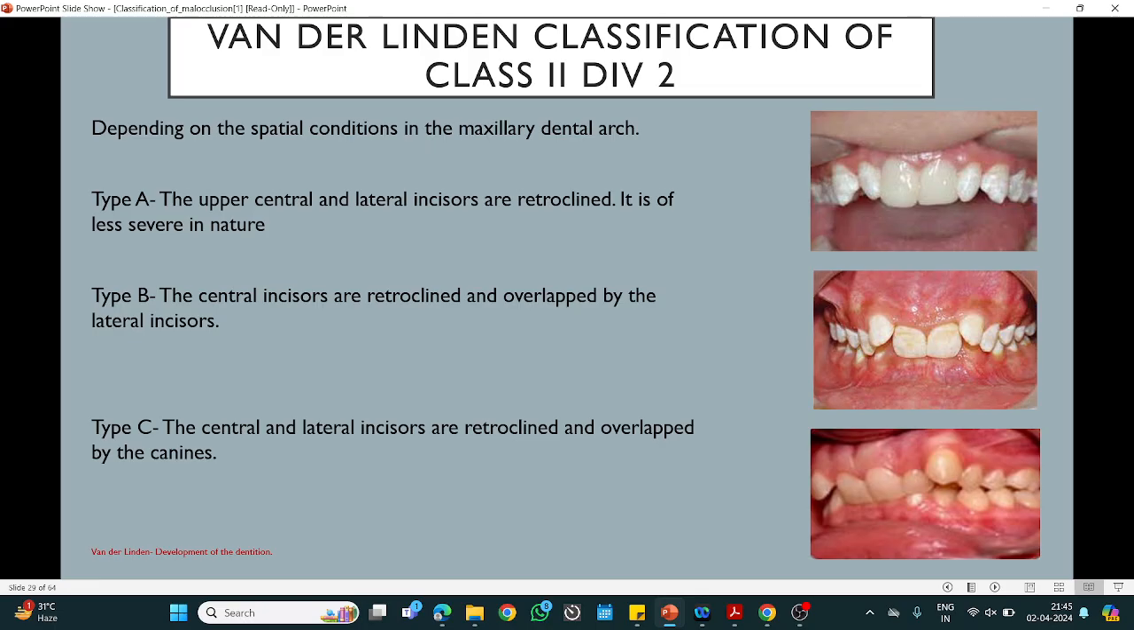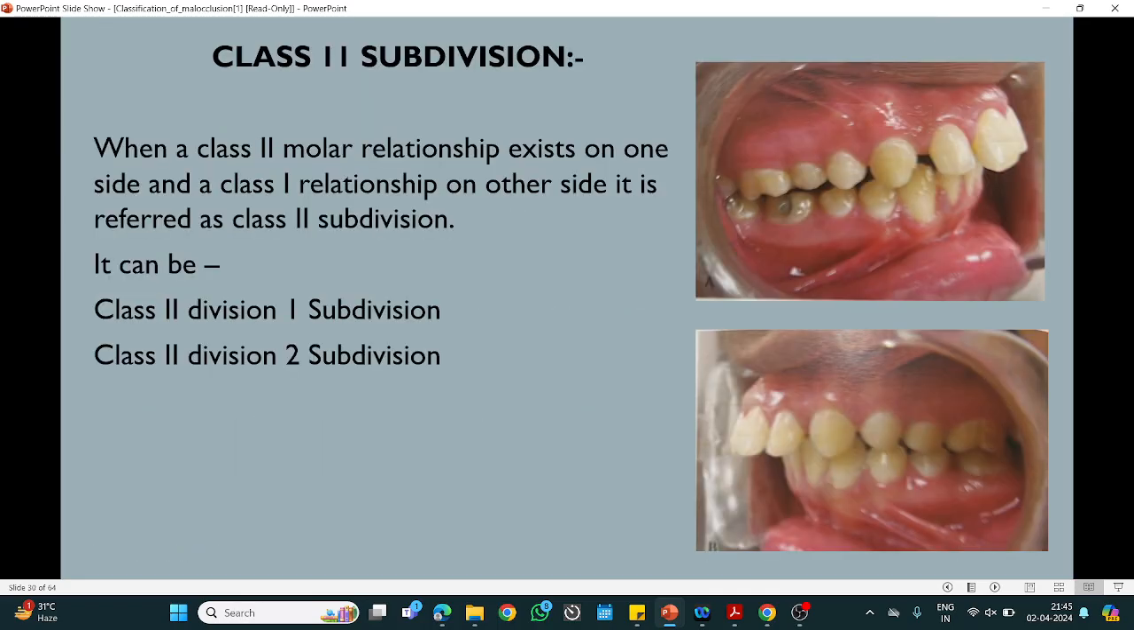Then von der Linden's classification is a modification seen in class 2 division 2, in which there are three types. Type A involves the upper central and lateral incisors being retroclined; it is less severe in nature. Type B is where the central incisors may be retroclined or overlapped by the two lateral incisors. And type C involves central and lateral incisors that are retroclined and overlapped by the canines, as we can see in each of the examples in the picture.